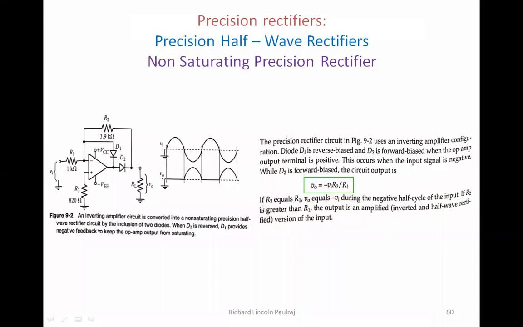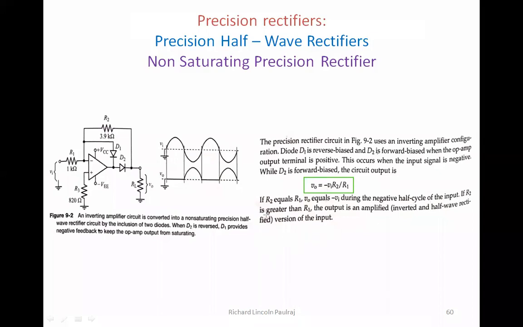Now let's say, for example, R2 is equal to R1. Then V naught is equal to minus Vi. If R2 and R1 are both the same, the numerator and denominator will cancel, so I am left with only minus Vi. So there's a kind of small trial and error method here that we can do in order to get a proper waveform.